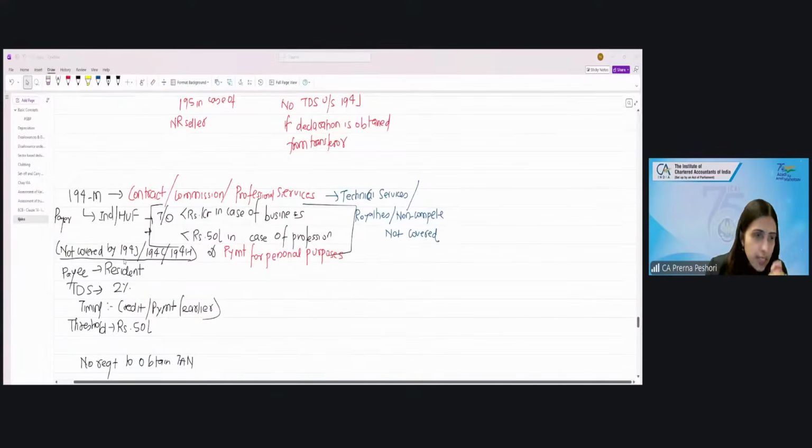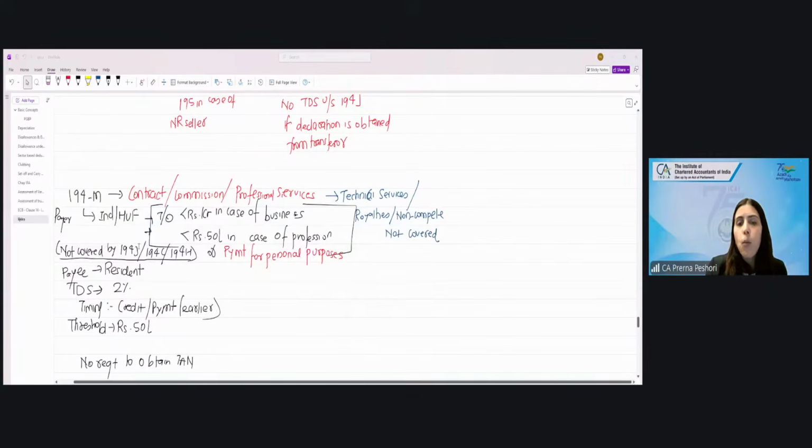Okay. Let us move to the next section. So next is 194K, income in respect of any units. So in respect of units of mutual fund, when you get any income, the TDS has to be done under 194K. What is the threshold? 10,000. Fine. And the TDS rate is 10%.